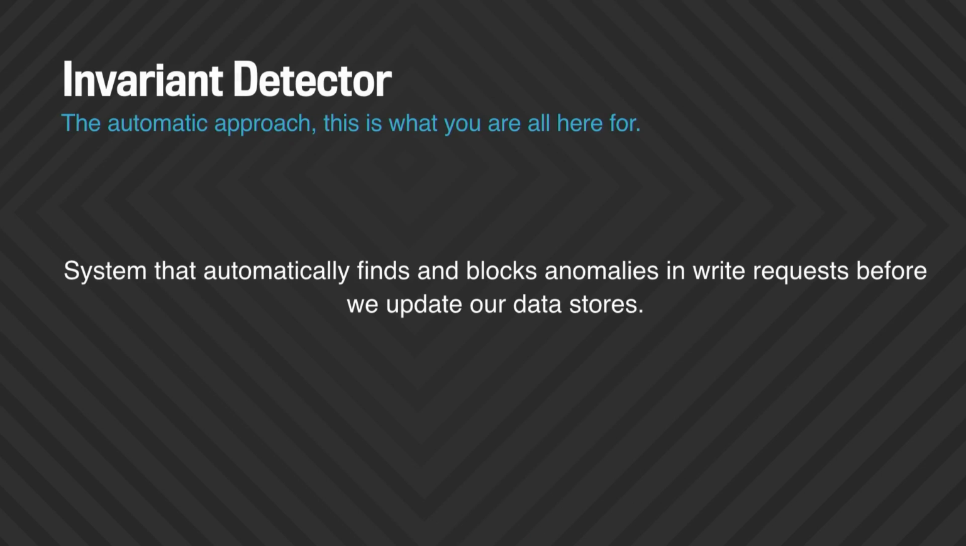So thinking about these problems and seeing that everything we have is great but is not enough, let's think of how we can take an automatic approach to this and make sure we can find requests that look like an anomaly, that don't look like they're doing the right thing. How can we find them and block them before they actually go and update our data stores? And this is what the Invariant Detector is. It's an automated approach to solve this problem.